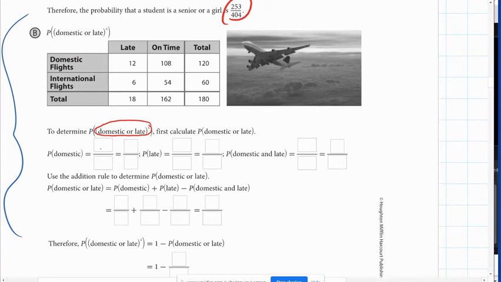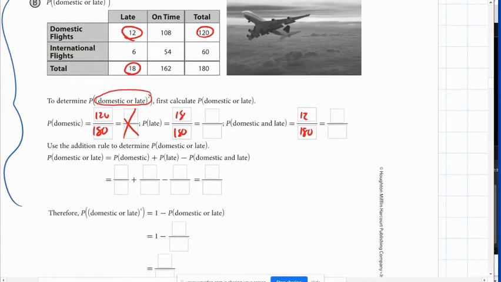So the probability of domestic or late would be: probability of domestic, 120 out of 180. I'm not going to simplify that. The probability of late is 18 out of 180. The reason I'm not simplifying them is because it's going to be easier to add and subtract these if we leave the same denominator. The probability of both domestic and late is 12 out of 180.